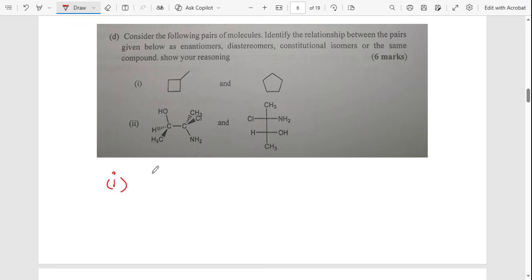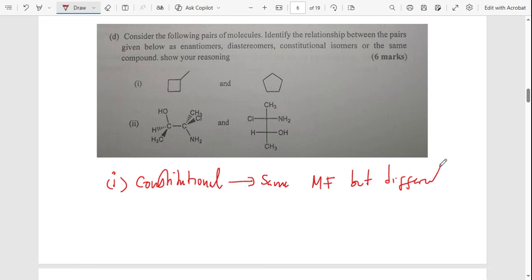Structural isomers are known as constitutional isomers. Constitutional isomers. Okay, what's the reasoning? Same molecular formula but different connectivities. Connectivities, or basically different structures.